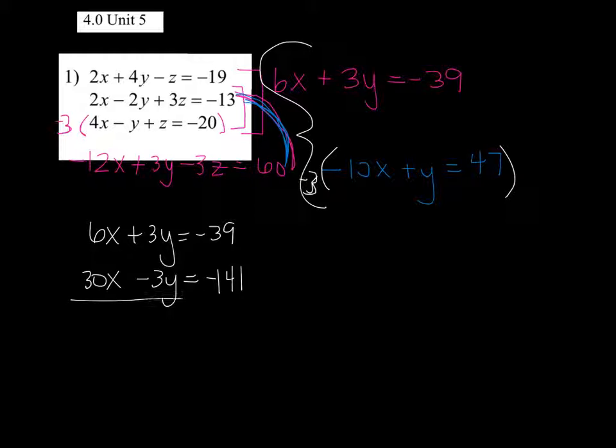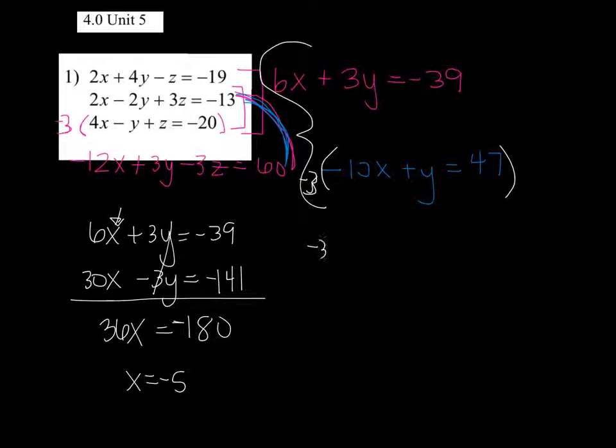Okay, now we're ready to solve. So we can add these together. These cancel. We have 36x equals, actually negative 180. And so x is going to equal negative 5. So then I'm just going to plug that in right here to find my y. So 6 times negative 5 is negative 30, plus 3y equals negative 39. I'm going to add 30 to both sides. And then I'm going to divide by 3.